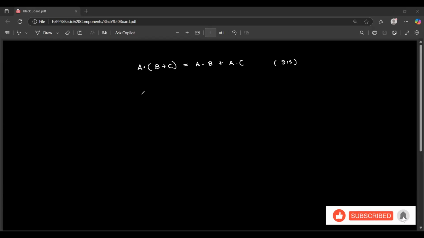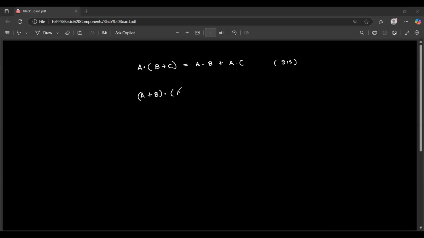But always keep in mind there is also another distributive law that states A plus B dot A plus C is equal to A plus BC. Okay, A plus B dot C. So this one you have to mention because this cannot be derived directly, right? So you have to mention that. Okay, recap ahead. Now we are going to talk about the final law.